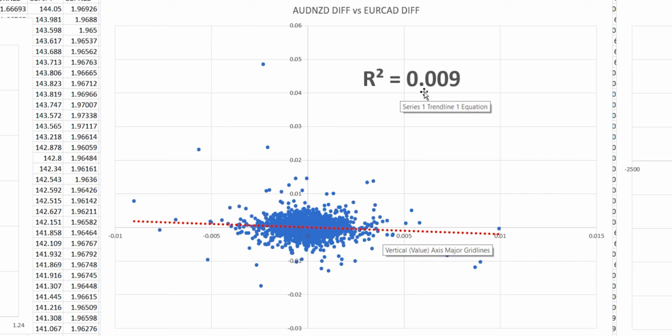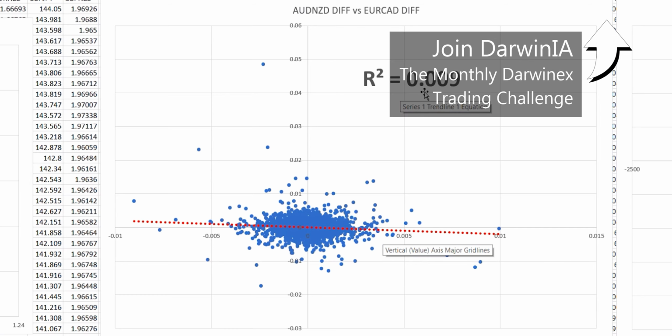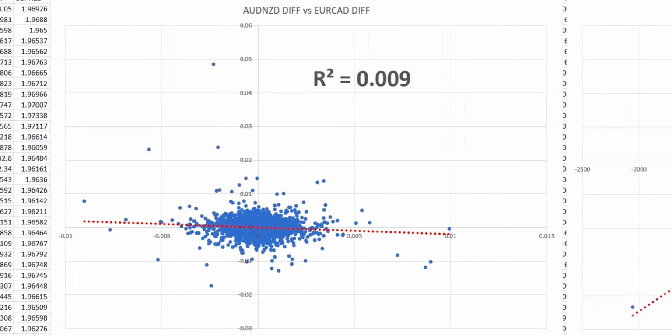As we can see, this is a slightly negative correlation. However, with R squared, this always gives a positive value. So it's still a good indication of what that correlation is. So these two pairs would make ideal candidates for a portfolio because of their extremely low level of correlation.